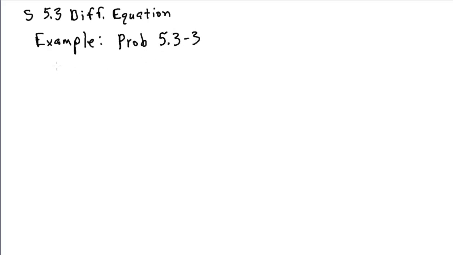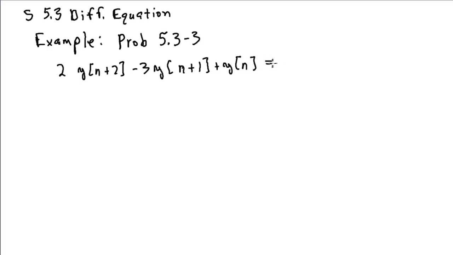5.3-3 in the text, where we're given this difference equation: 2y of n plus 2 minus 3y of n plus 1 plus y of n is equal to 4x of n plus 2 minus 3x of n plus 1, and I'm given the initial conditions.